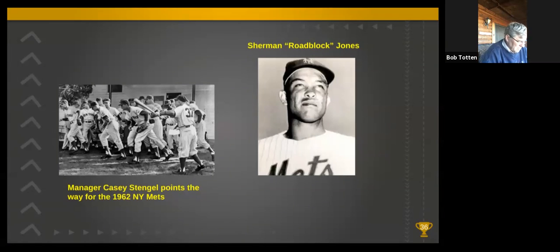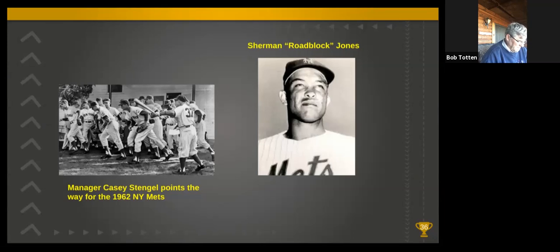When the Mets played their home opener in New York, Jones was the pitcher who got the ball, and he's the answer to another trivia question. Who got the first hit for the Mets in their home opener? Well, it was their pitcher, Sherman Roadblock Jones, who singled in the 3rd inning. Jones's baseball career ended soon thereafter as he lost 4 games to start the season and was sent back to the minor leagues.